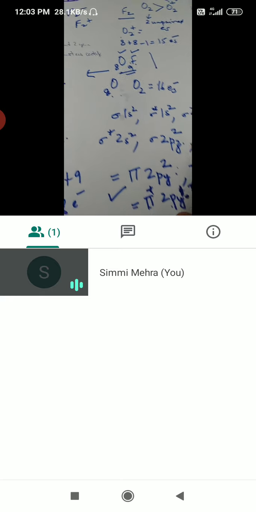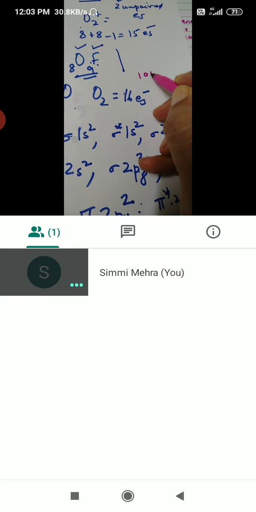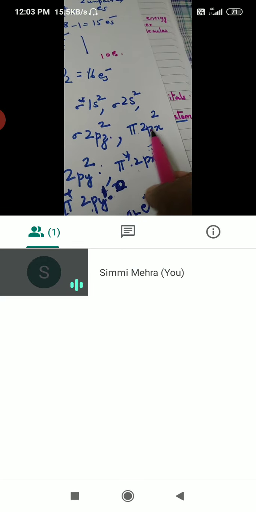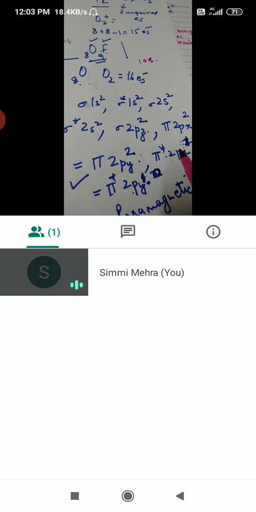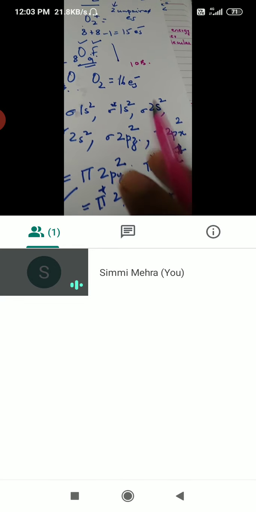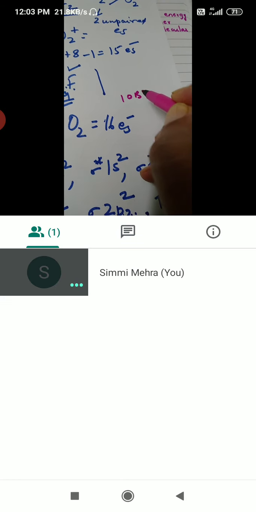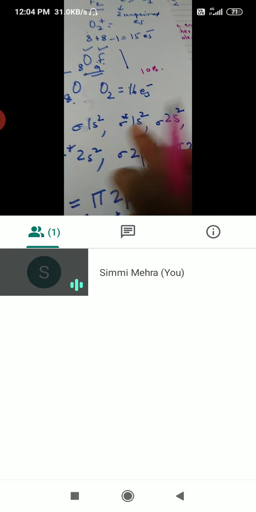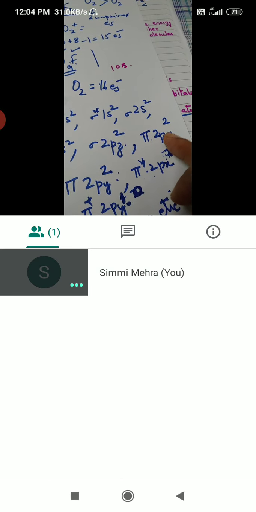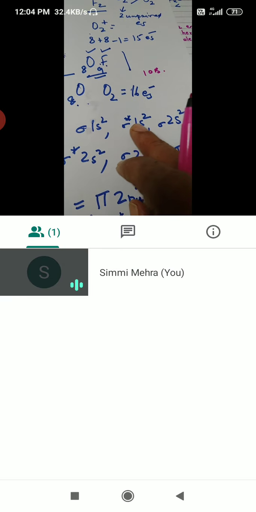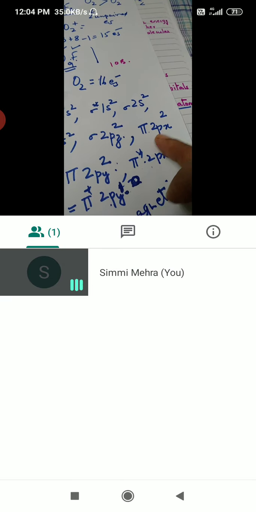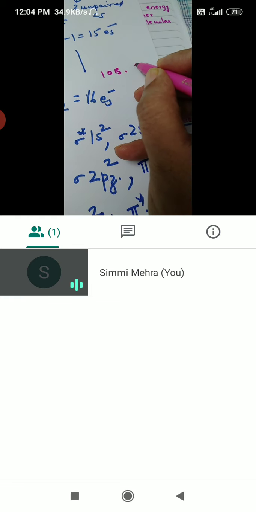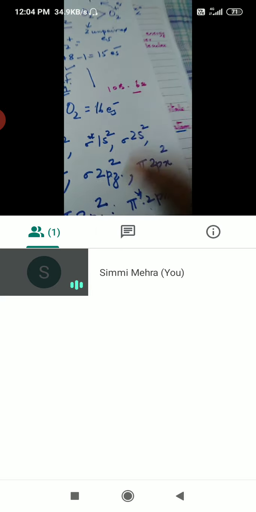We'll calculate the bond order just now. 10 are bonding. And let's see for anti-bonding. 2, 2 and 2 and 1, 3 and 1, 4, right? Anti-bonding is 2 and 2, 4, 4 and 5 and 1, 6, right? 6 electrons are anti-bonding. So how do we calculate the bond order?